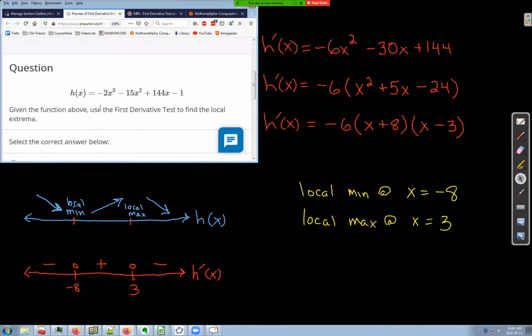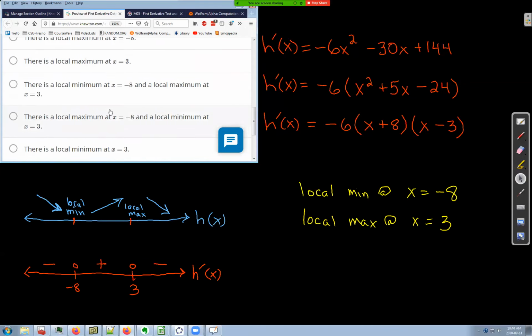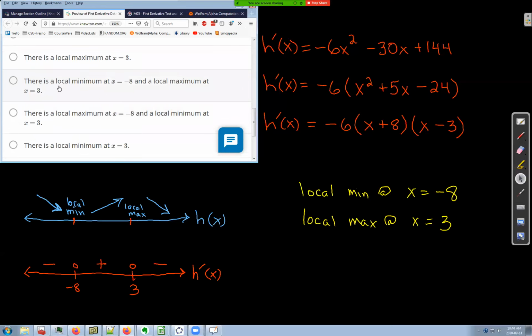It's a multiple choice question, and if I'm lucky, that's an answer choice. There is a local minimum at x equals -8 and a local maximum at x equals 3. And that is exactly what we found. So I'm going to check that one.